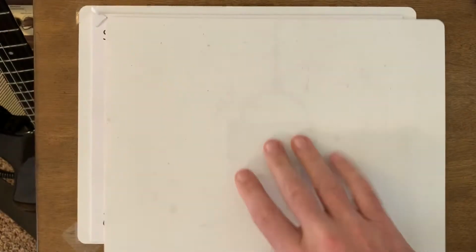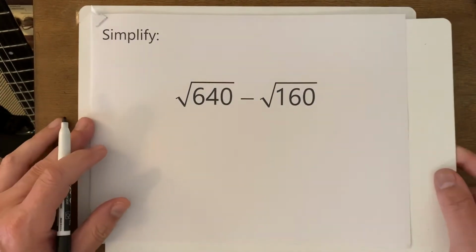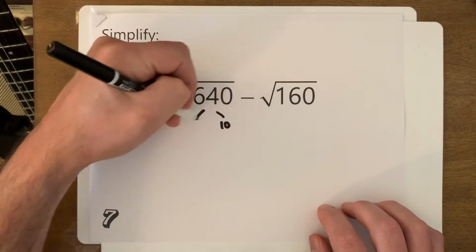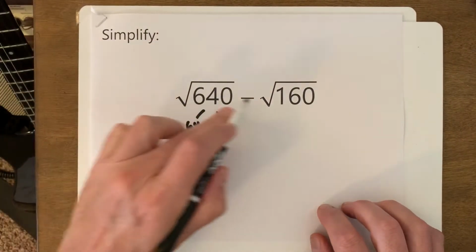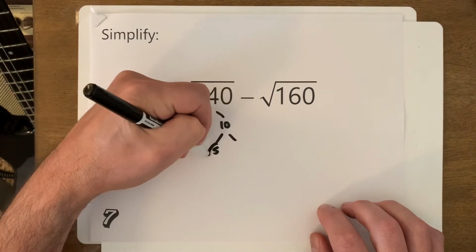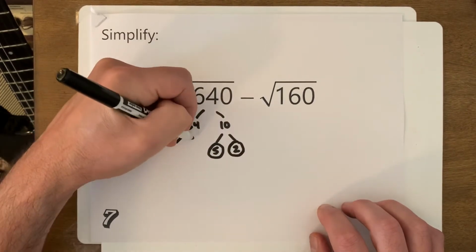Okay. Here we're going to have some numbers that are a little larger, but that's okay. That's not going to hurt. This one, let's do 10 times 64. They're square roots, so that's good. 10, 5 and 2. 64 is 8 and 8.